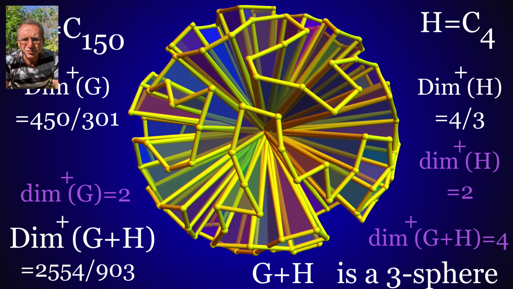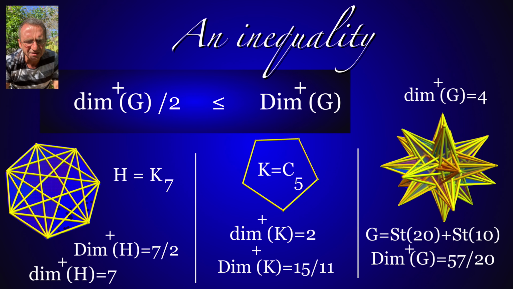Another example: if you take the sum of two one-dimensional spheres, like in topology, we get a three-dimensional sphere, a three-sphere. In this case, the inductive dimension is one, the augmented version is 2, so 2 plus 2 is 4, which is 1 plus the dimension of the three-sphere. For the average simplex cardinality, that's more interesting. We see here 450 over 301 plus 4/3 is 2554 over 903 for that three-sphere.